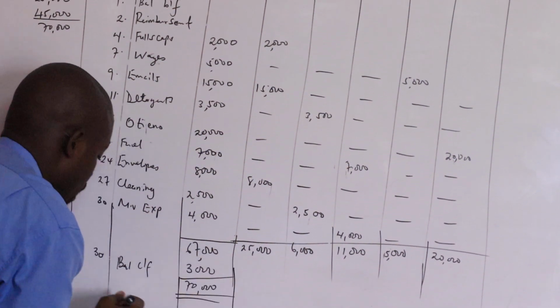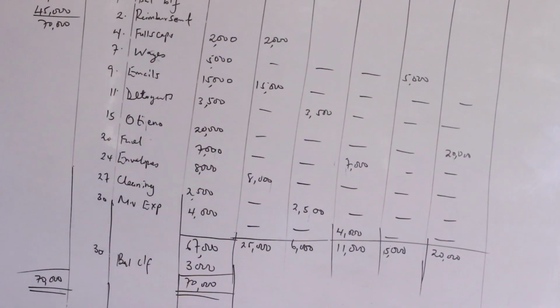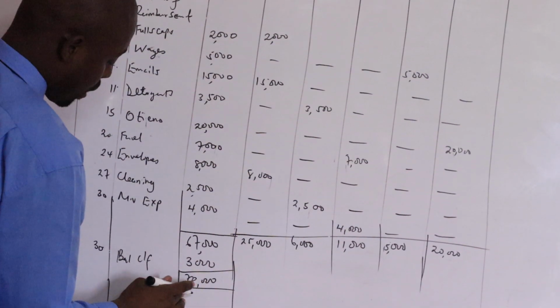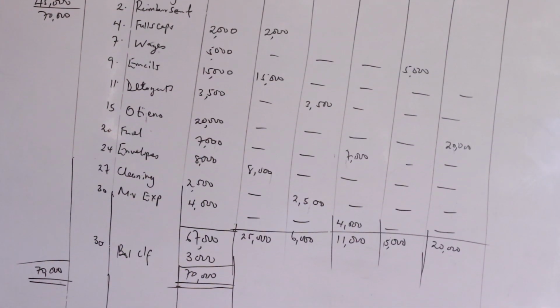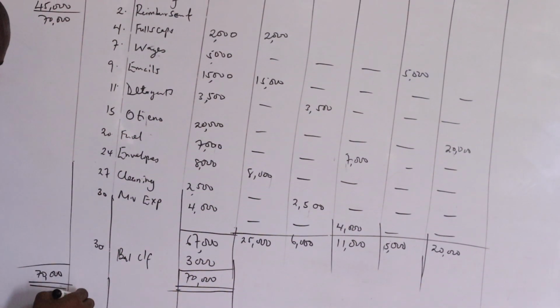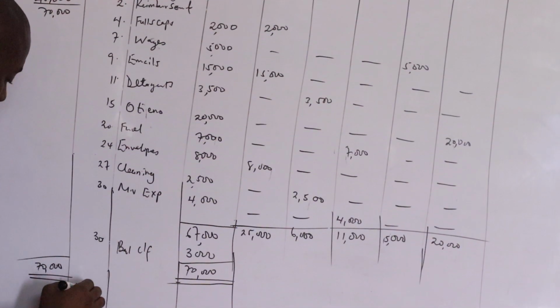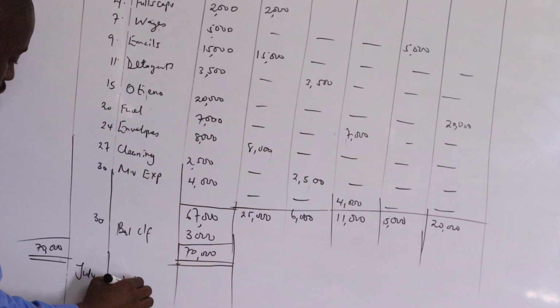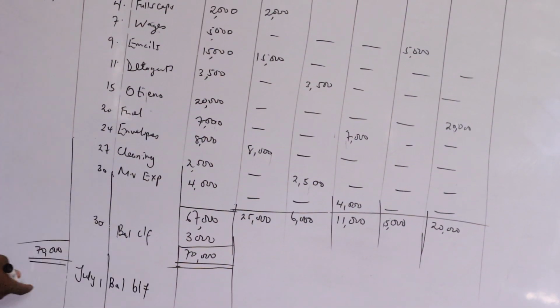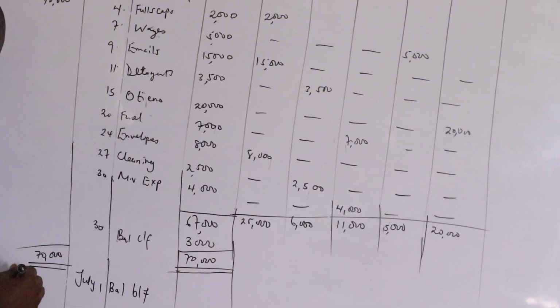The question also requires that we show the reimbursement on the first day of the next period. So we will go to the next month, which is July 2024. July 1st, call it balance brought forward. We record on the debit side, which is 3,000.